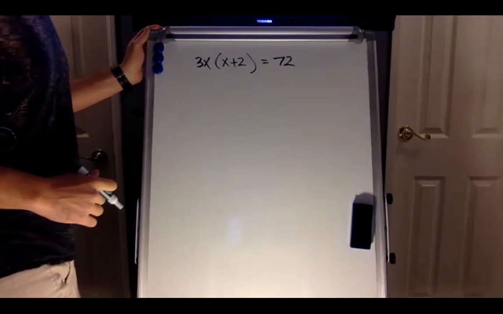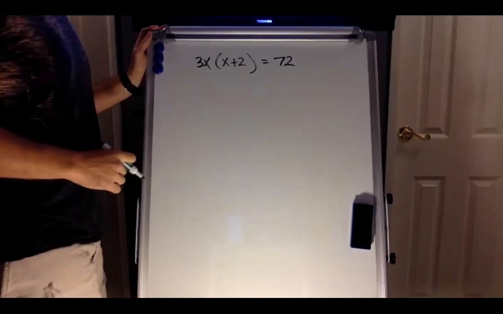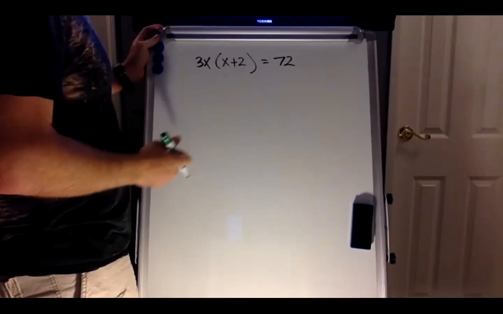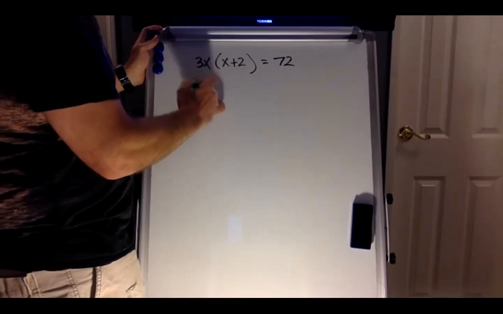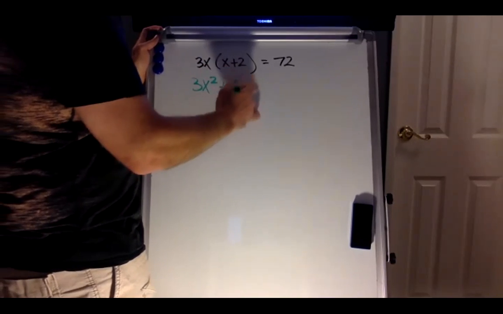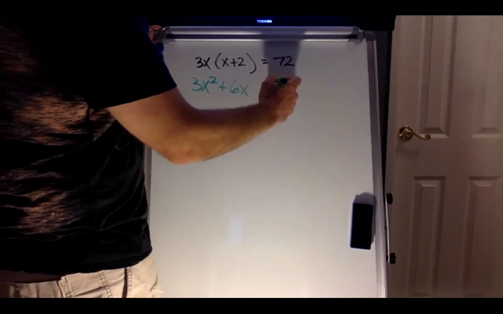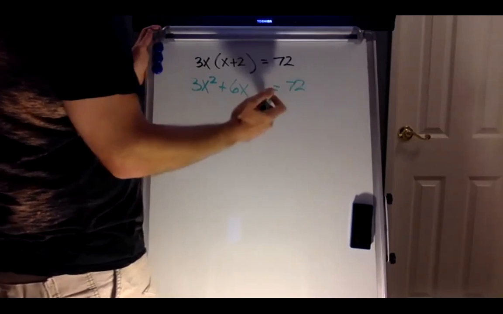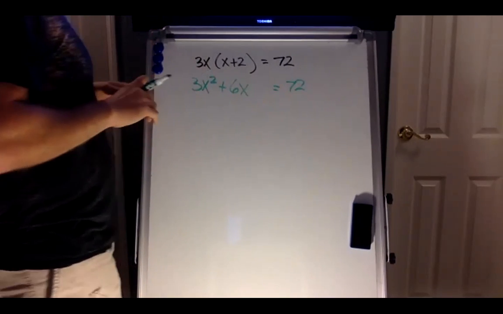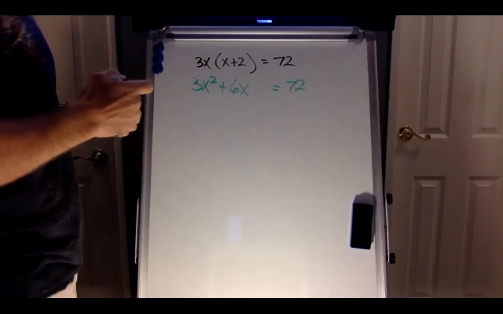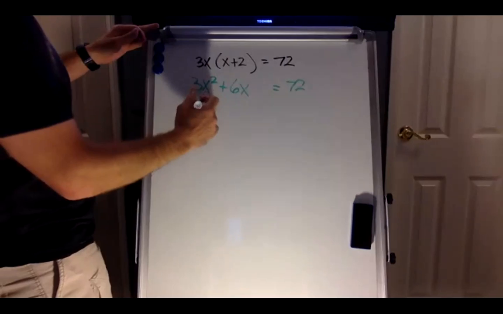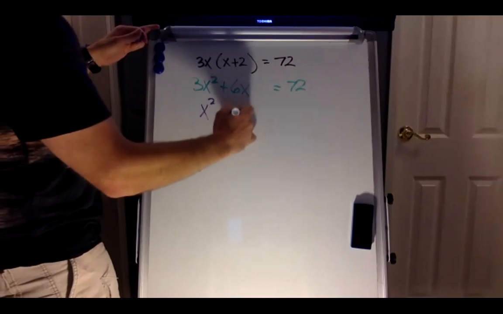Hopefully you've set it up like this. Length times width is the given area, 72. I'm going to leave a gap. I think all of these are divisible by 3. They are. I'm going to divide everything by 3. Give me 1 second.